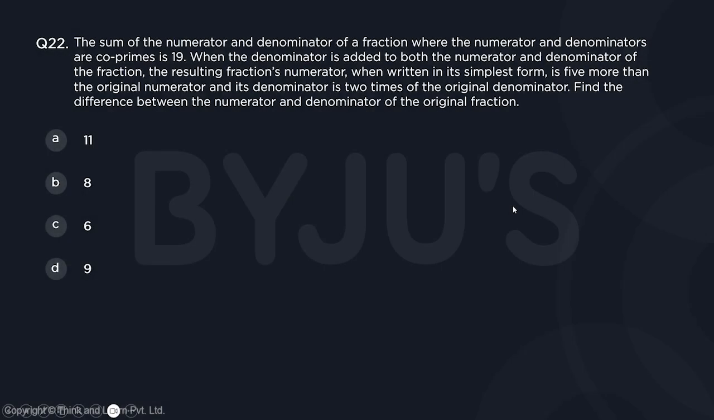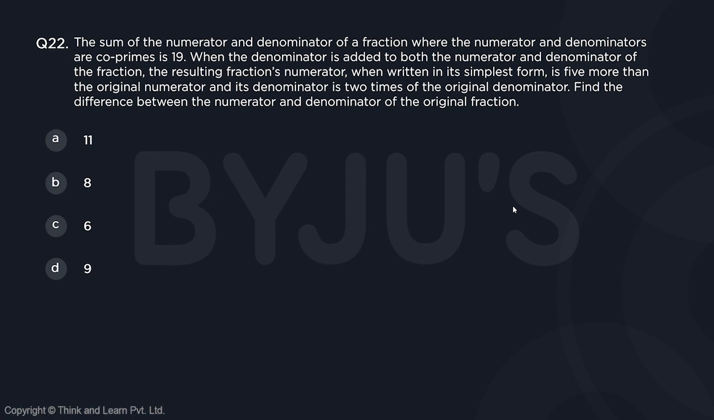Question number 22. The sum of the numerator and denominator of a fraction, where the numerator and denominator are co-prime numbers, is 19. When the denominator is added to both the numerator and denominator of the fraction, the resulting fraction's numerator, when written in its simplest form, is 5 more than the original numerator and its denominator is 2 times the original denominator. Find the difference between the numerator and denominator of the original fraction.